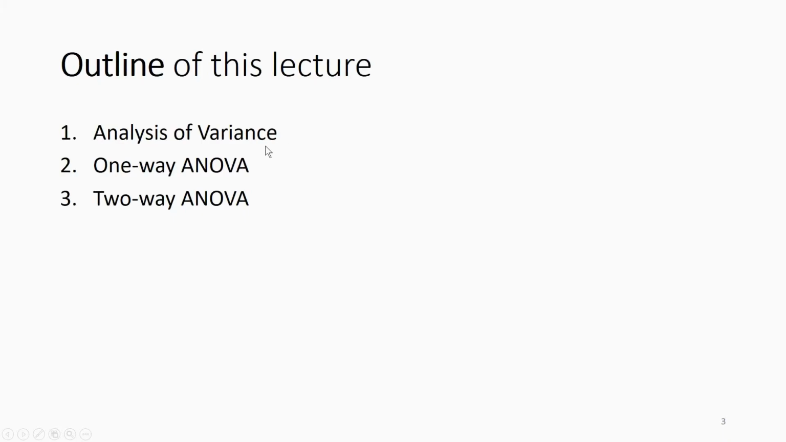Okay. First, we'll discuss briefly about analysis of variance, why we need to use analysis of variance, what is the characteristic of the analysis of variance. So after you have some basic understanding on this, we'll move to the one-way ANOVA. So this is to deal with only one factor at a time. Okay. Then after that, we move to the two-way ANOVA. Then this one deals with two factors at a time.